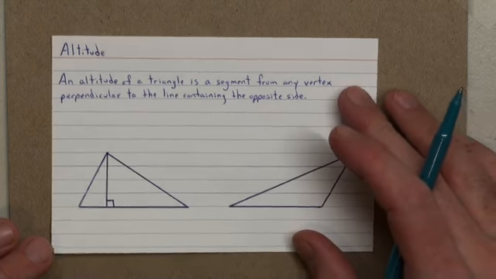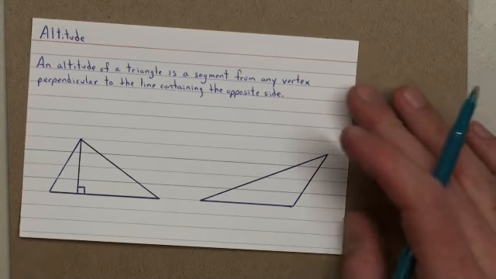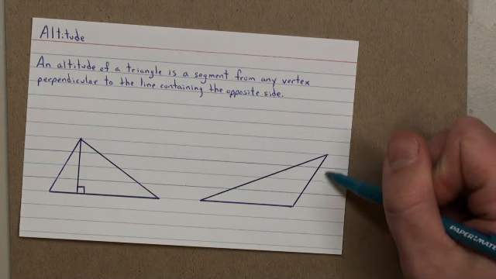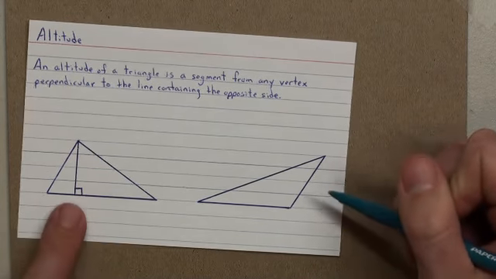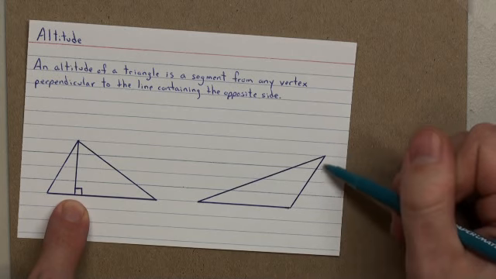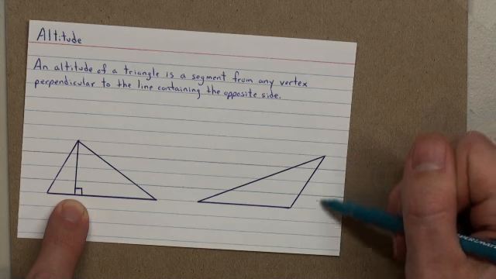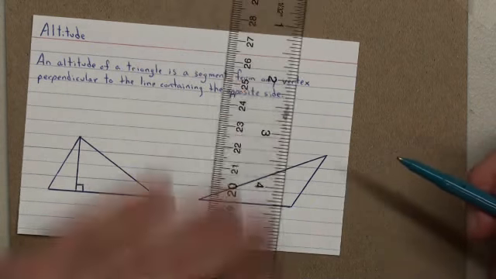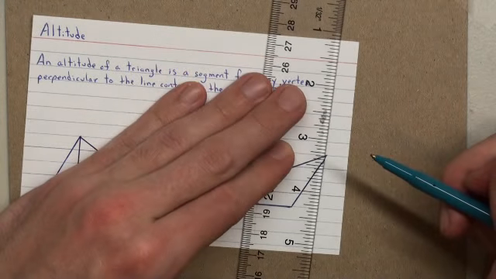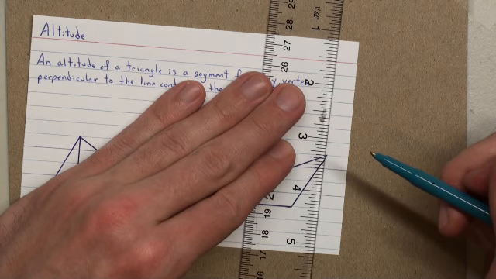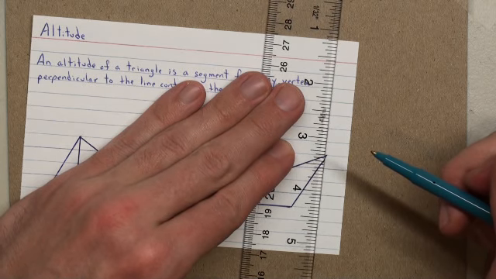Now watch what happens when you have an obtuse triangle. Say I'm going to go from this vertex, I just go straight down. So in this one it's inside the triangle, and when you have an obtuse triangle, sometimes it may be outside the triangle. Okay, so in this case the altitude is going to look like this.